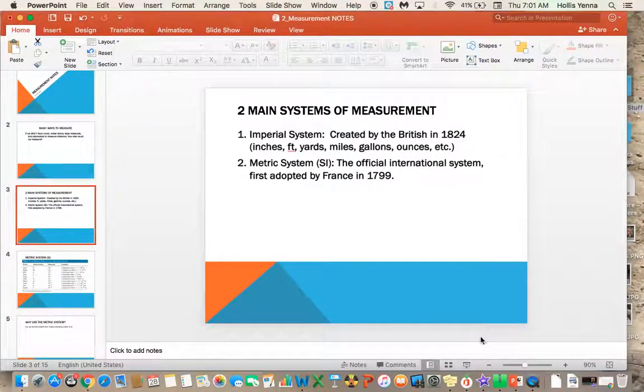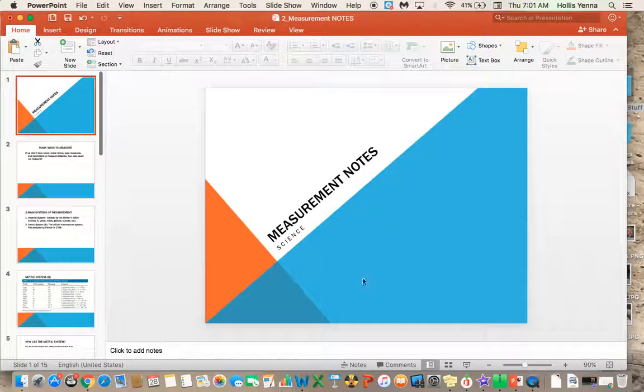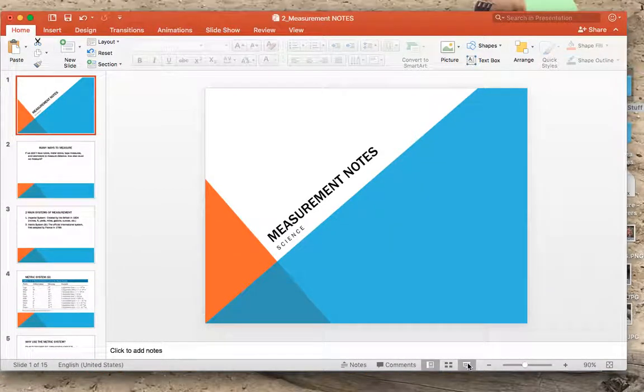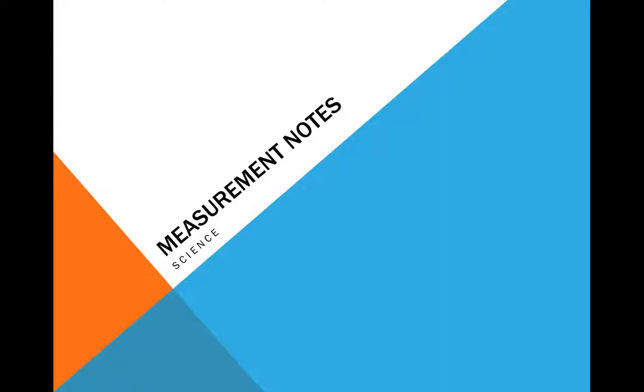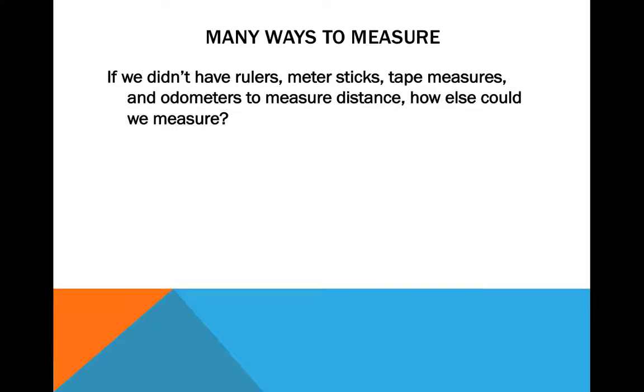This is my PowerPoint. I will post this on the website as well, but I'll step you through this, and if you need to pause it at any point because I'm going too fast, please go ahead and pause it and then pick up, okay? So, measurement notes. We have many different ways to measure things. If we didn't have rulers, meter sticks, tape measures, odometers, some of you don't know what that is, or other things like that to measure distance, how else could we measure?